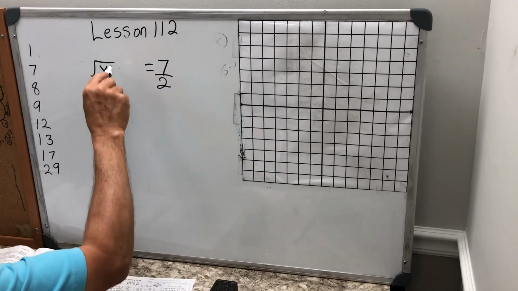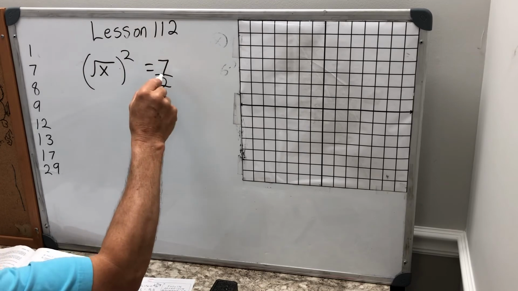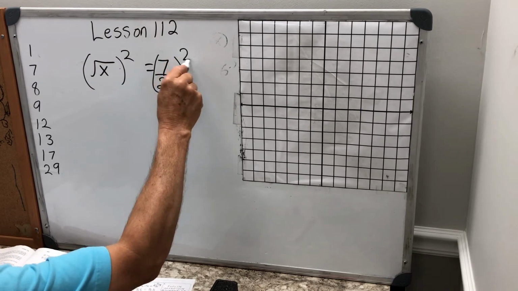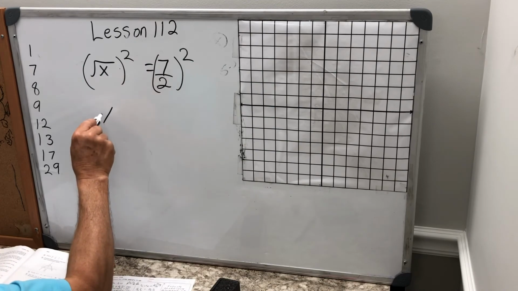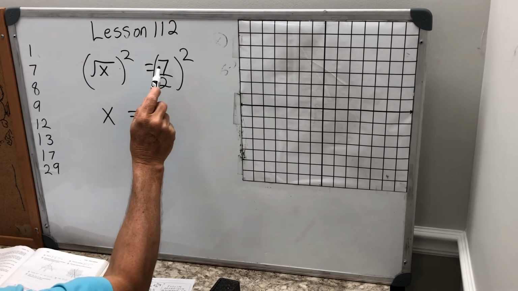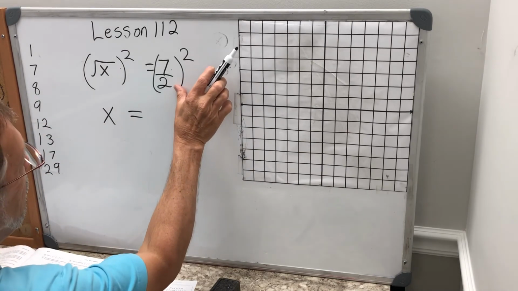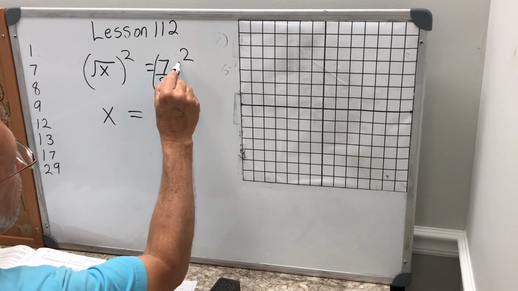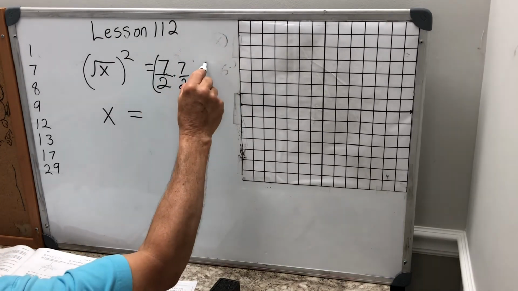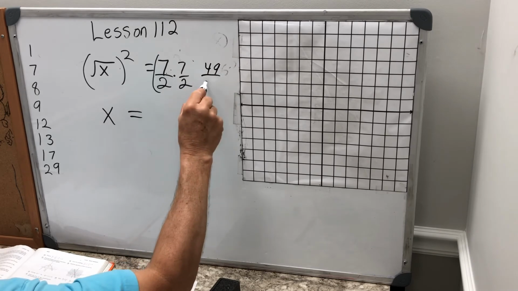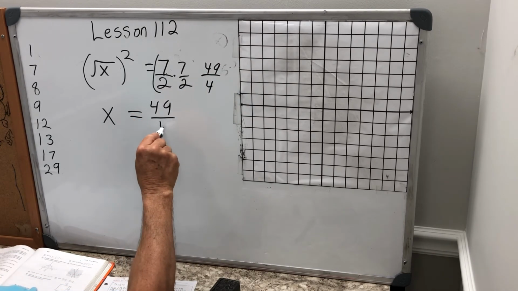How do we get rid of the square root sign? Like we always have. We square it. What we do on one side, we do on the other. We square this side. After we square it, we simply pull it out, and that's going to be x equaling 7 over 2 times 7 over 2. Are you with me? We squared it. 7 times 7 is 49, and 2 times 2 is 4. So our answer is 49 over 4.